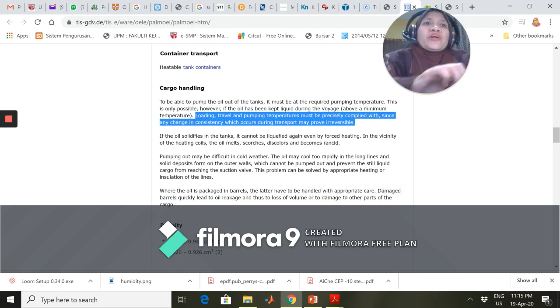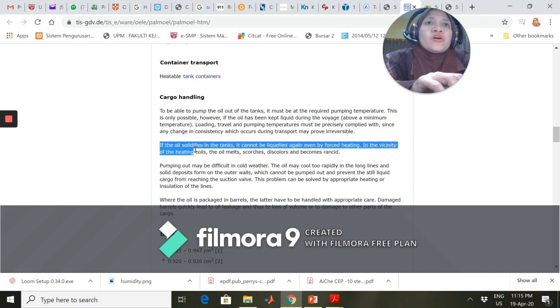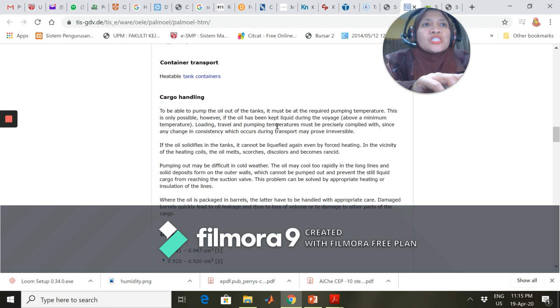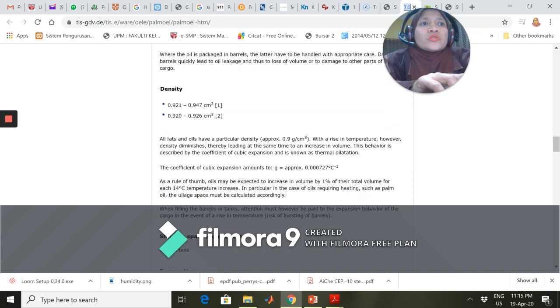Alright, look here. If the oil solidifies in the tank, it cannot be liquefied again by force heating. So these are the things that they need to control. The temperature is very vital during the transportation and during the storage basically. And then they must also control the rancidity.